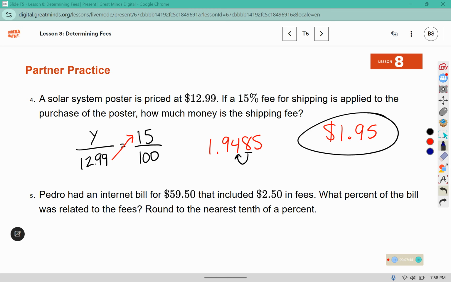Pedro had an internet bill for $59.50 that included $2.50 in fees. What percent of the bill was related to the fees? Round to the nearest tenth of a percent. Here it's indicating that of the bill is the whole. So the bill is the whole.